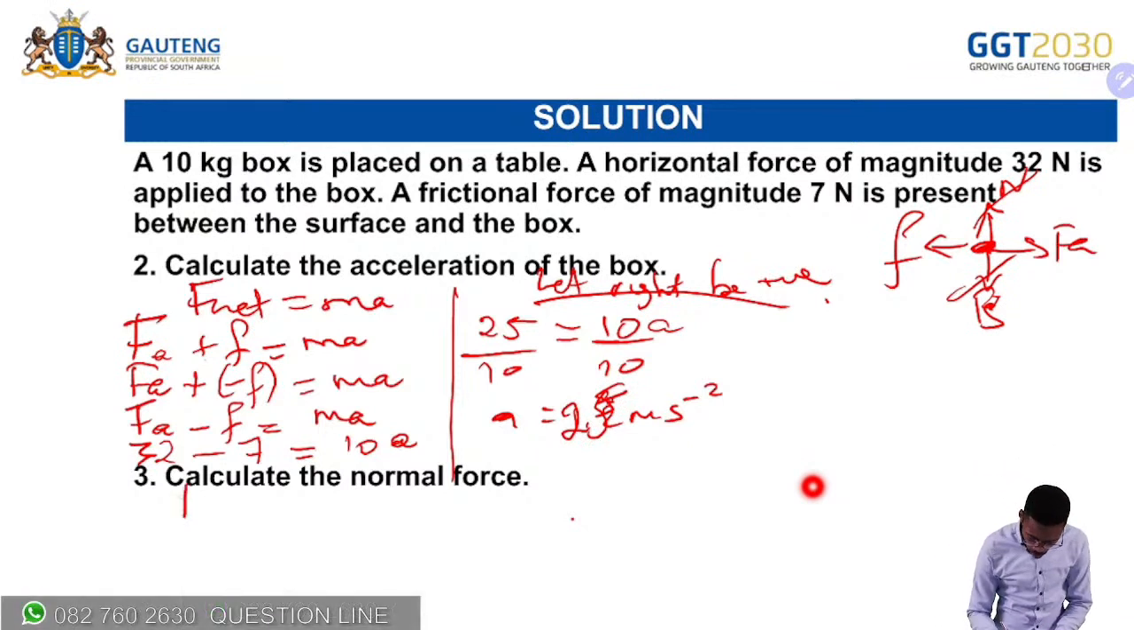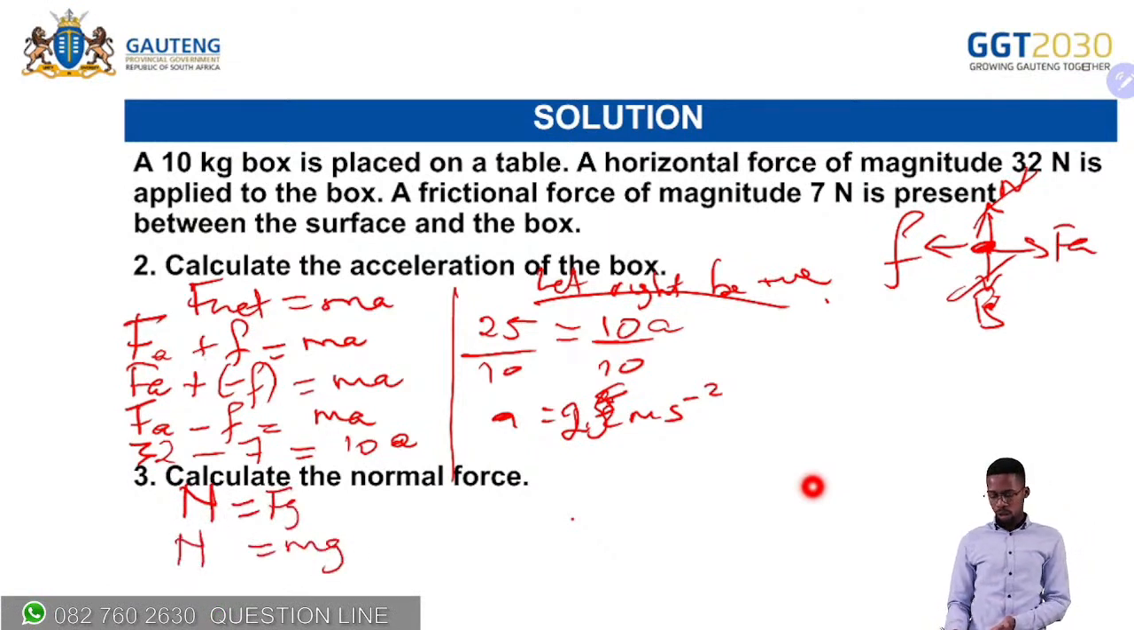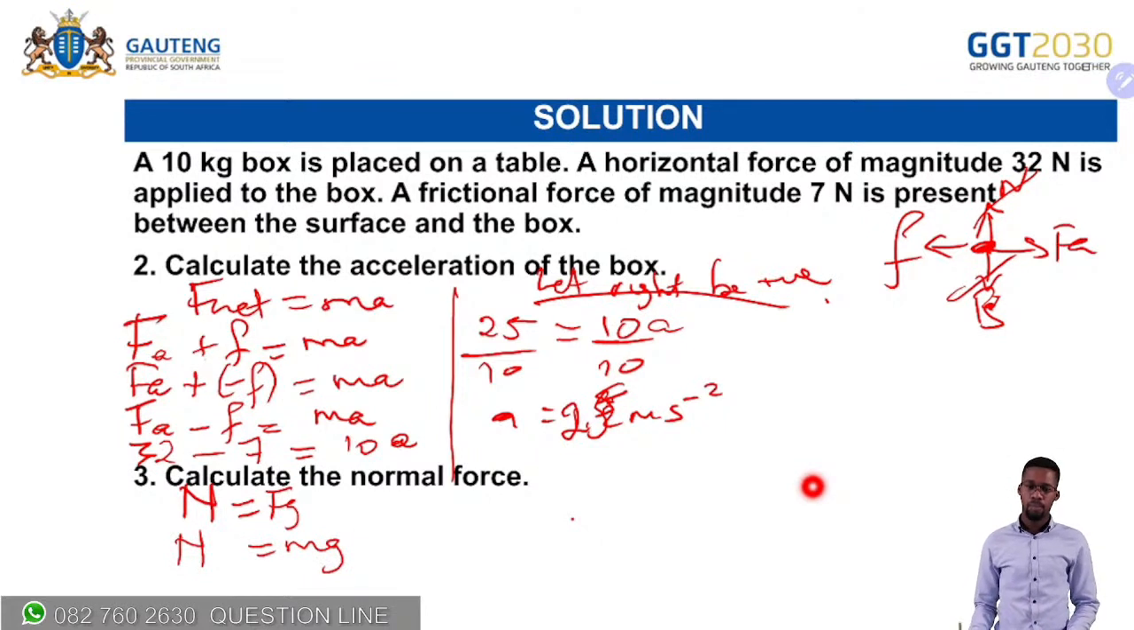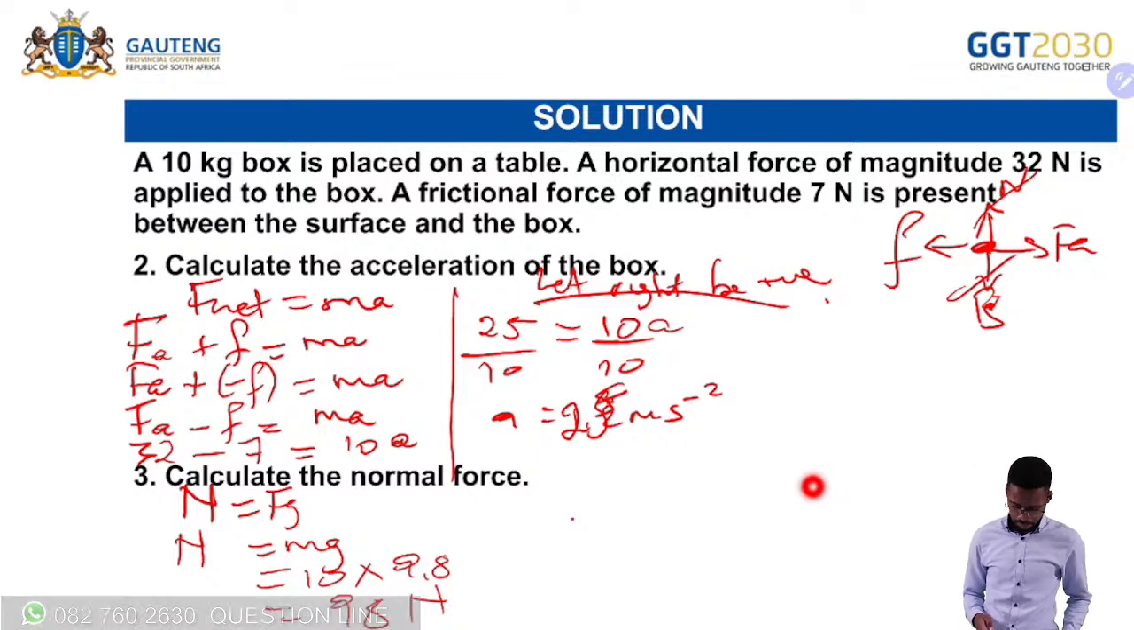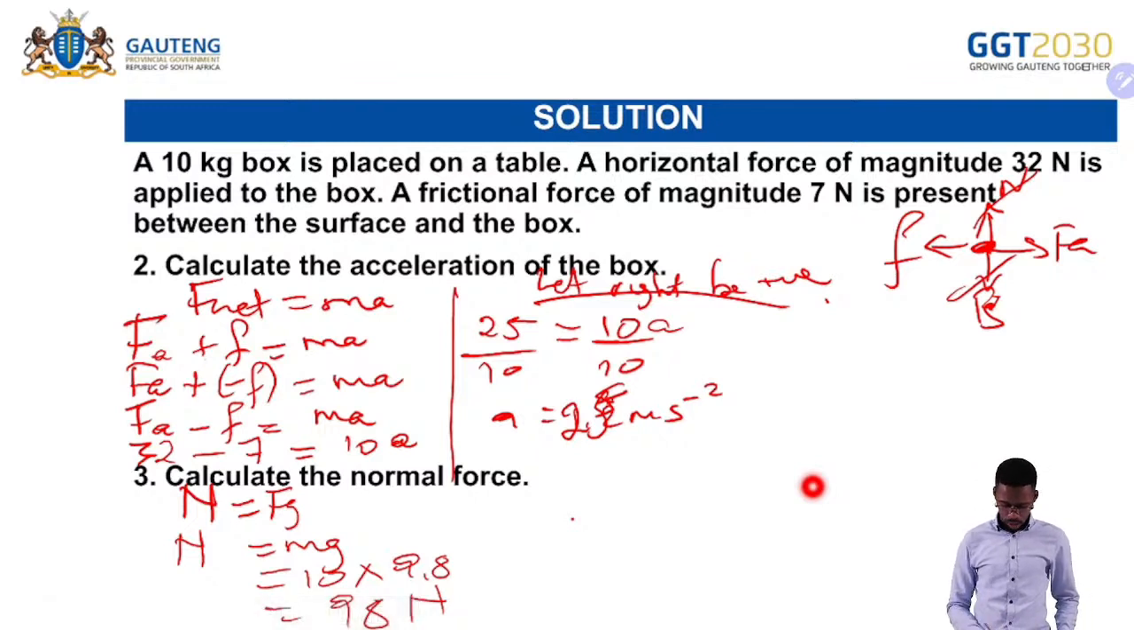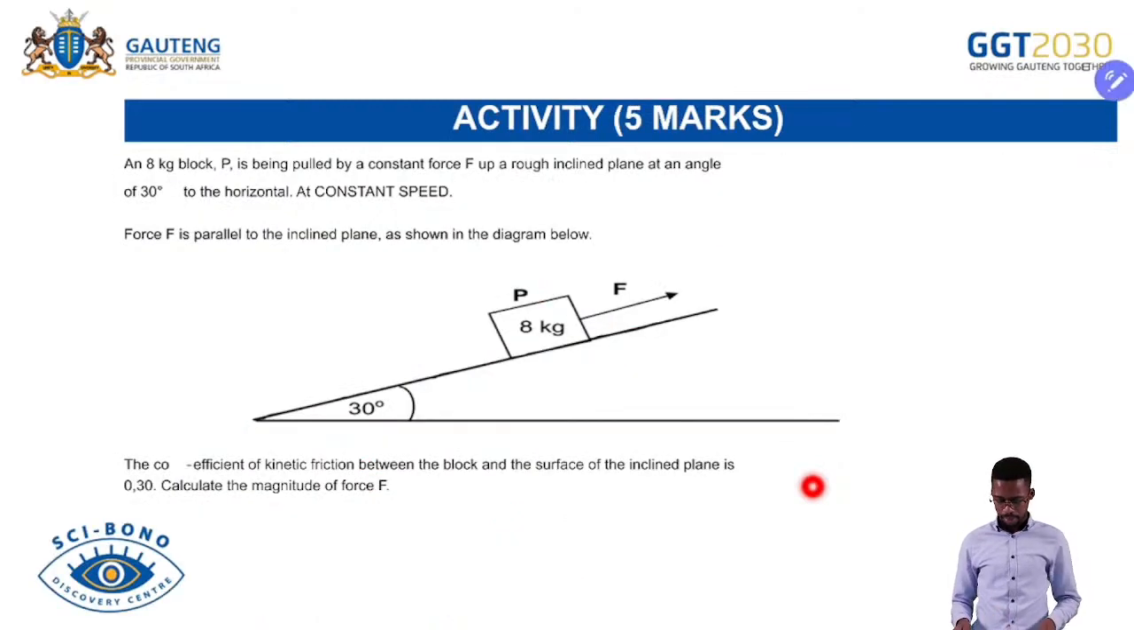Then calculate the normal force. We are saying that normal force is equal to Fg, so normal force is equal to mg according to our free body diagram. What is your m? It's 10. What is gravity? 9,8. And I think your answer will be 98 newtons. So it's 1 mark for the formula, 1 mark for substitution, 1 mark for the final answer. And then let's move on.